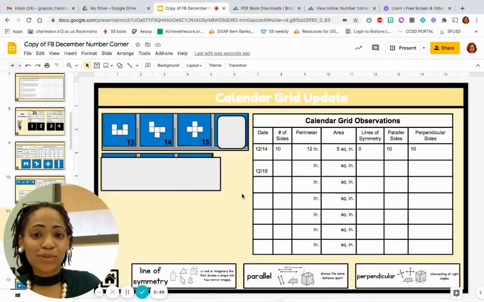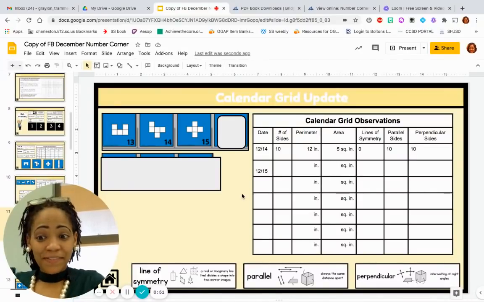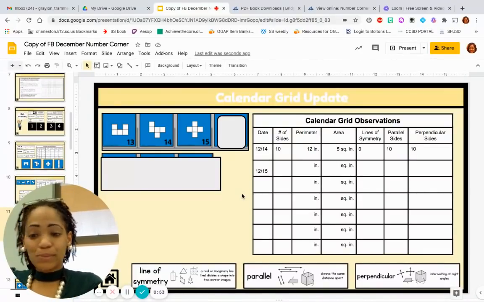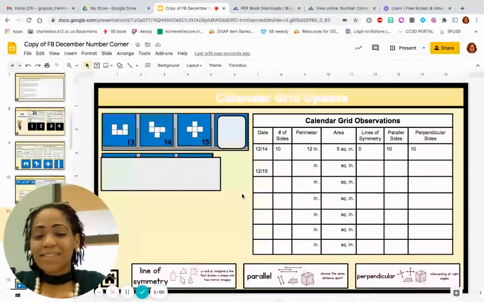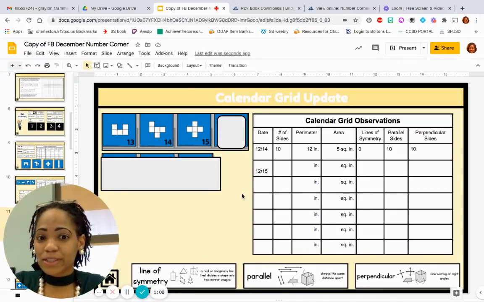Today is Tuesday, December the 15th. We are just moving right along through December and we are almost to break. Just gotta make it to Friday, right? Well, it is our 11th day of Number Corner for December.